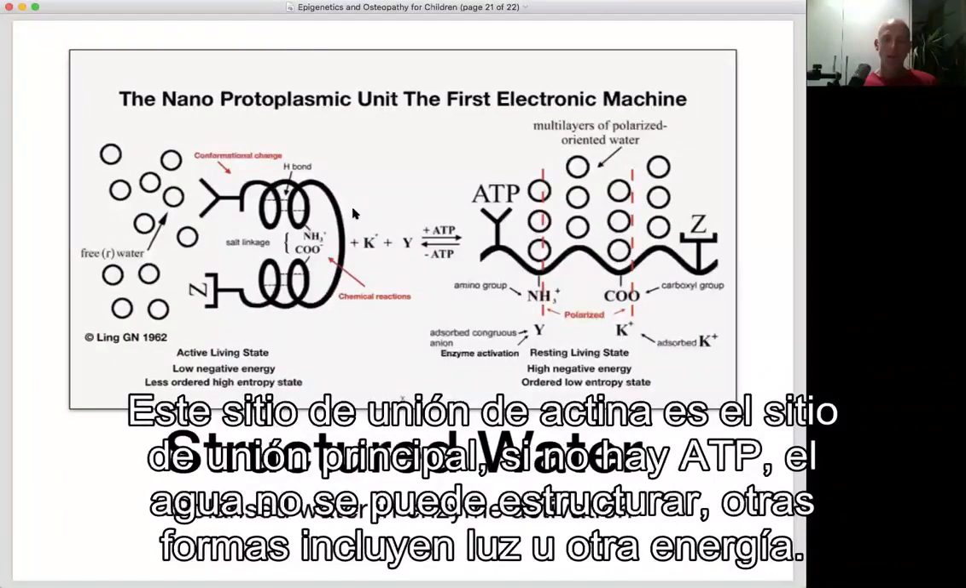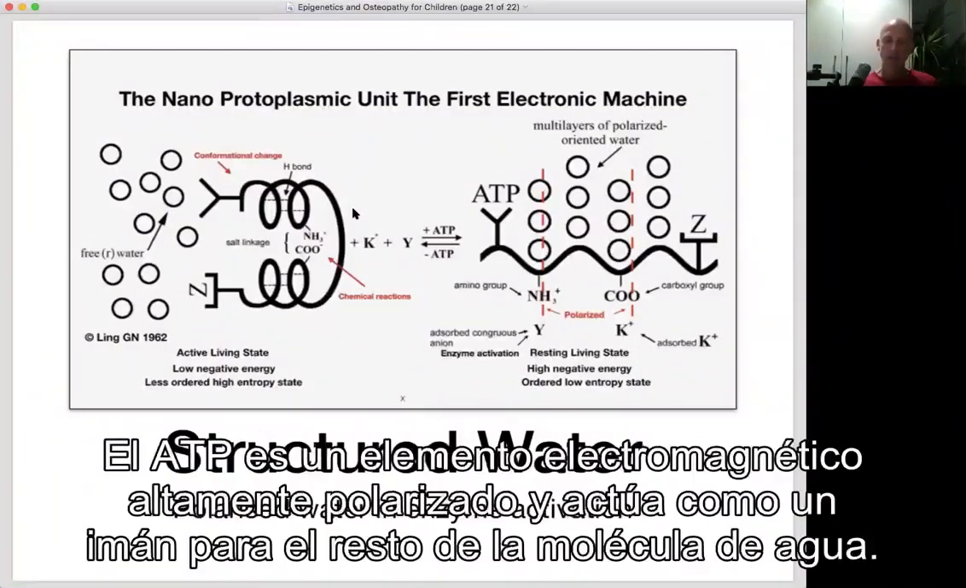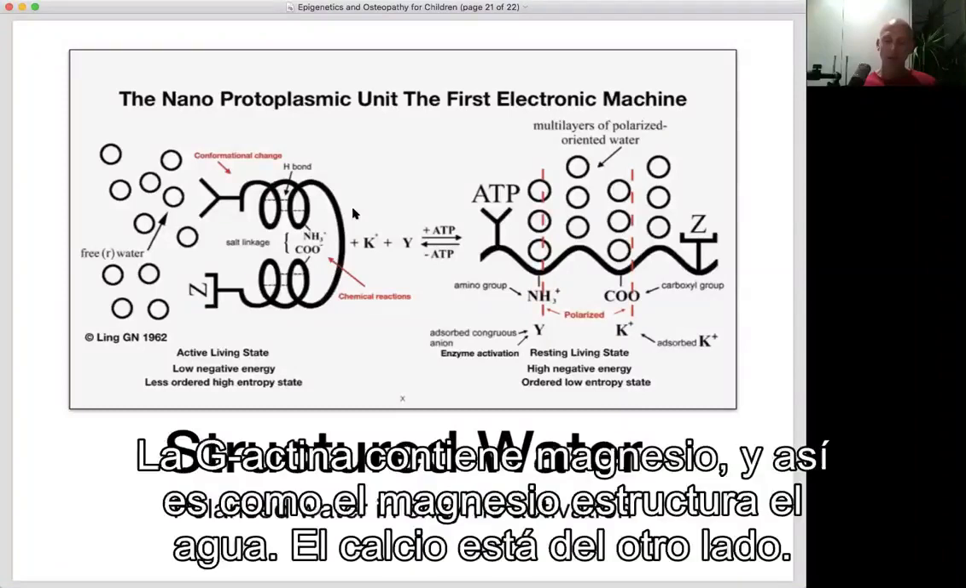This actin binding site is the main binding site. If ATP isn't there, the water can't be structured. Other ways include light or other energy. ATP is a highly polarized electromagnetic element and acts like a magnet to the rest of the water molecule. The G-actin contains magnesium, and this is how magnesium structures water.